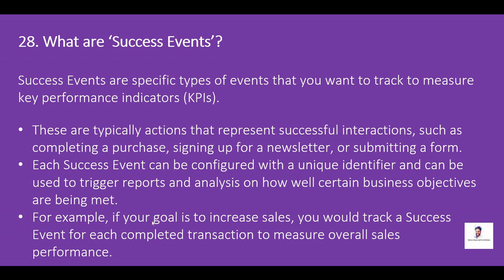For example, if your goal is to increase sales, this is one of the KPIs. Increasing sales is the KPI. You would track a success event for each completed transaction to measure overall sales performance. So now we see how we are mapping our events to the KPI. So the event is a successful purchase or completing the order, and our KPI is increasing sales. How are they mapped basically? Yeah, so this is how we map it.